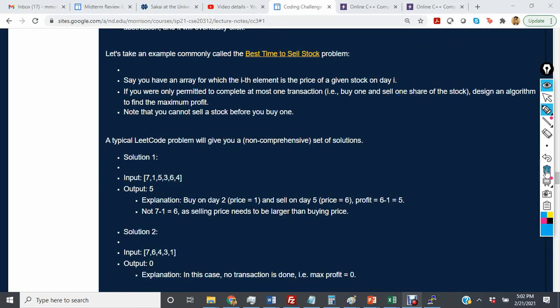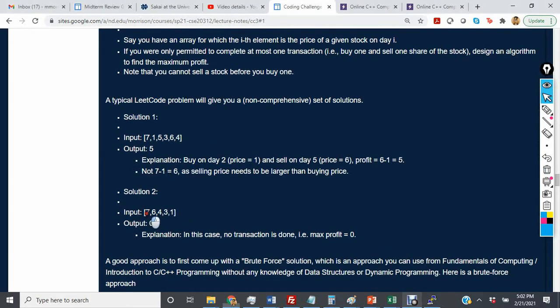So what's going on here is that I have an output of 5. Why is that? On day 2, I have 1, and I can wait until day 5 to sell at 6. So 6 minus 1 equals 5. Here, in example 2, it's 0 because the stock constantly decreases, so therefore, we cannot make a profit.